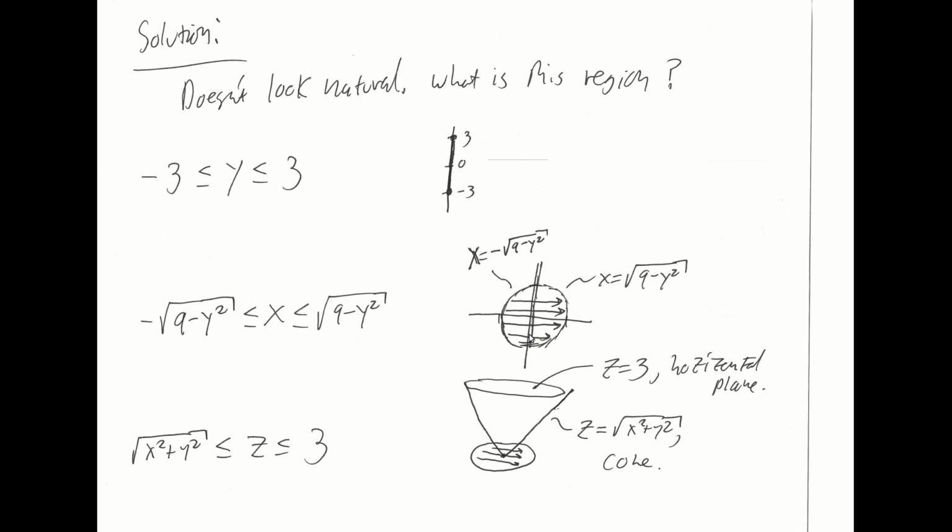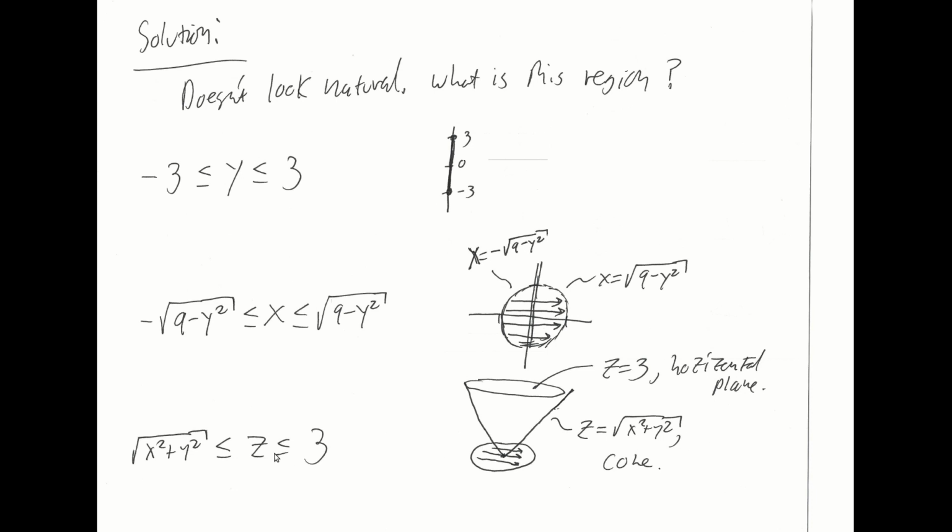X is going left to right for all the values of y. Y is a little bead on a string sliding from low to high, and for each associated y value we have x going from left to right here. So in the xy plane, we're looking at a disk centered at the origin of radius 3.